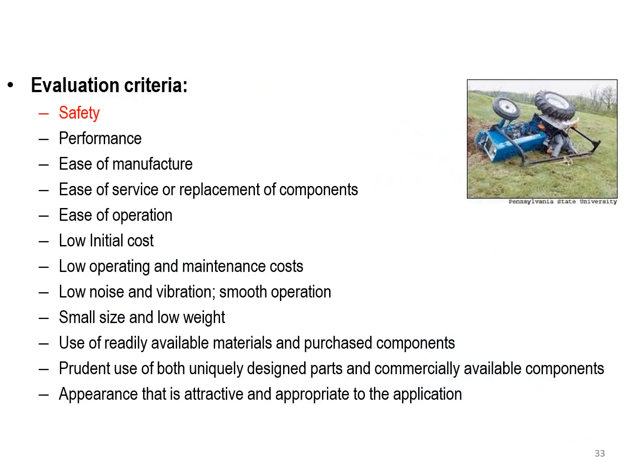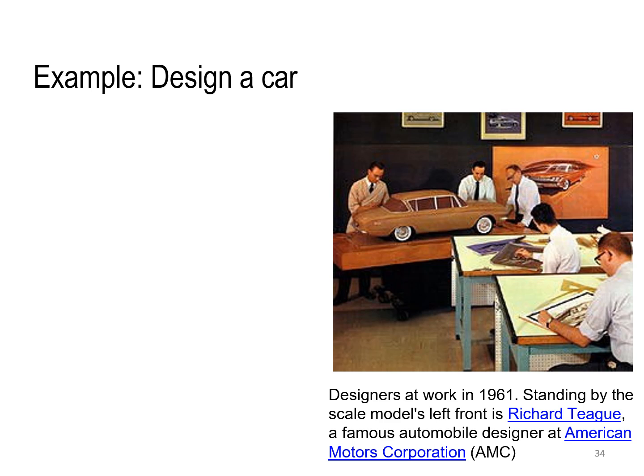Some evaluation criteria: we're going to start with safety. Of course, we're going to have performance, ease of manufacturing, and other steps. For example, let's take designing a car. As you can see in 1961, after doing the engineering drawings, they needed to build a small prototype to a certain scale where they could do some testing on it. For example, they didn't have CFD or computer-aided design at that time, so they had to do something like wind tunnel testing to check what the flow over the car would be, to check the resistance factor and other things.